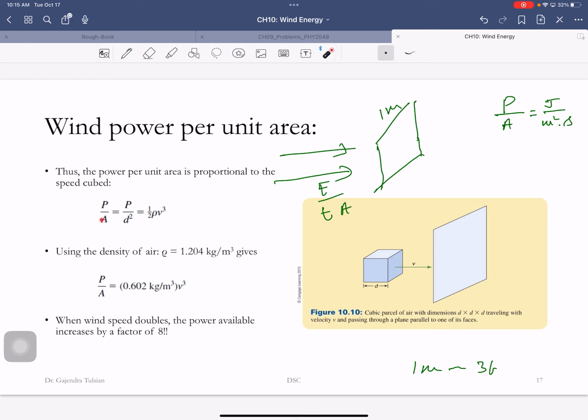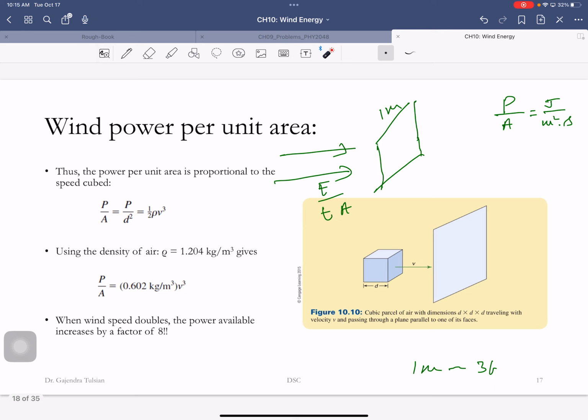And power per unit area is proportional to speed cubed. So if you double the speed, the power increases by a factor of 8. So power per unit area is given by that. When wind speed doubles, the power available is increased by a factor of 8.